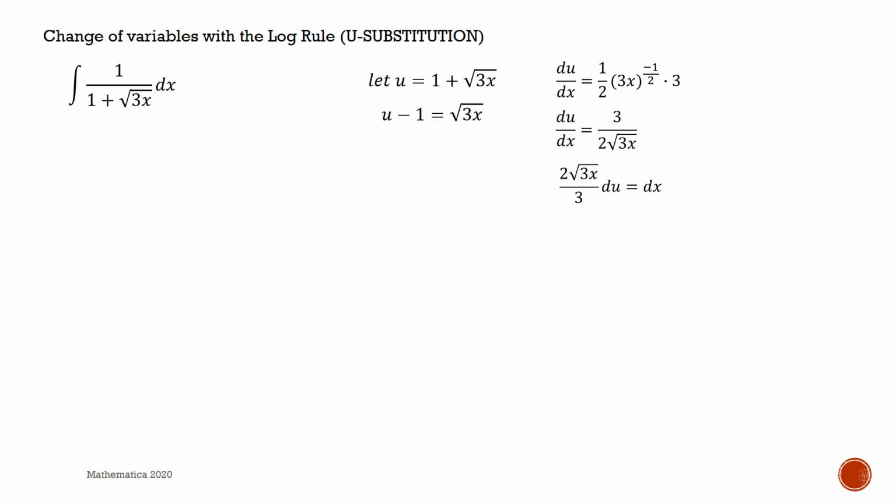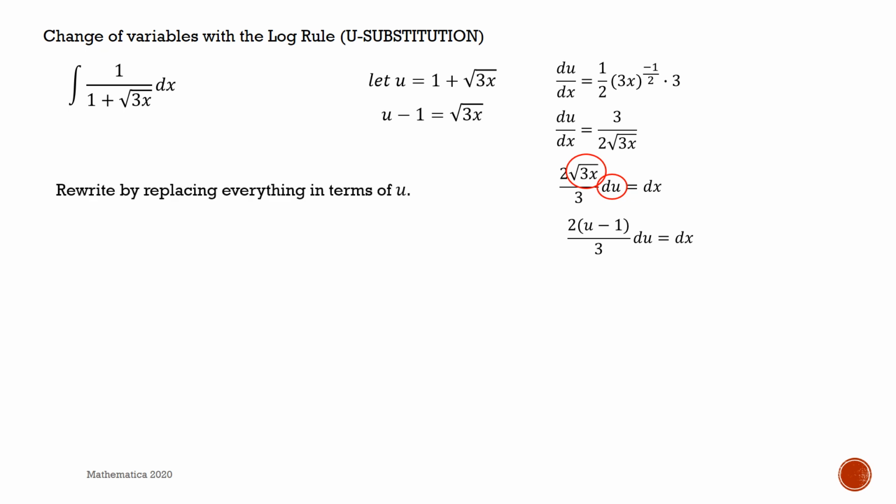Now what I want you to notice is that we have the square root of 3x, but now we're trying to find the integral in terms of du. So we have a small problem here. What we're going to do is substitute the square root of 3x with simply u minus 1. And that's where the u-substitution comes in. Now we have everything in terms of u.